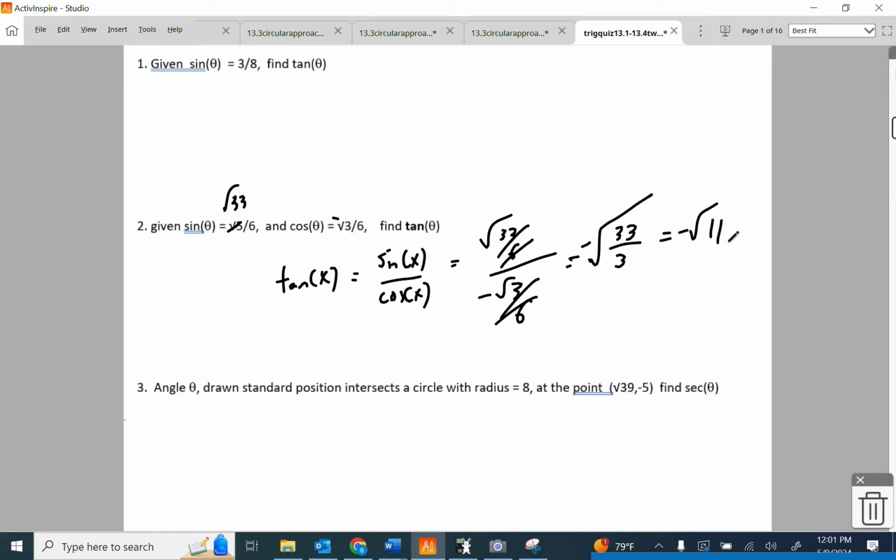Angle theta, drawn in standard position, intersects a circle with radius 8 at the point root 39, negative 5. Find the secant of theta. You don't have to draw.